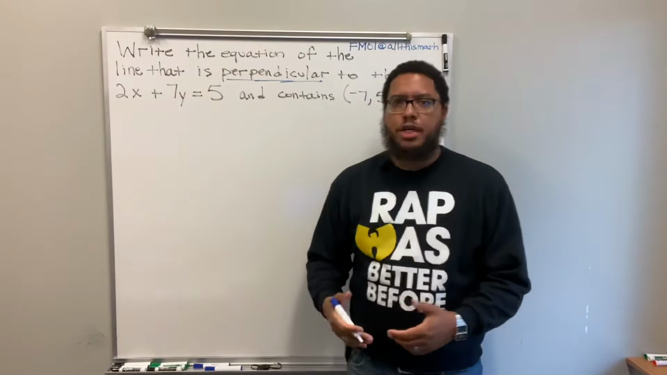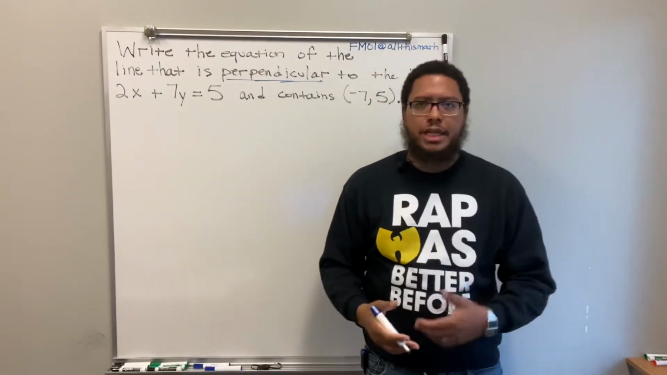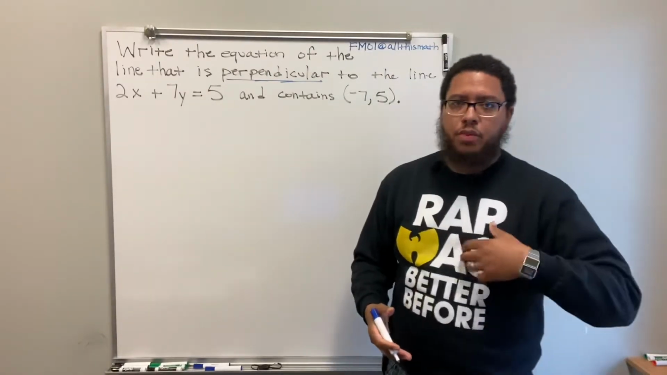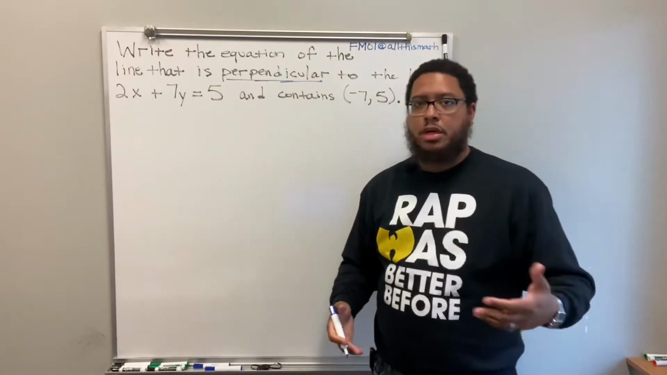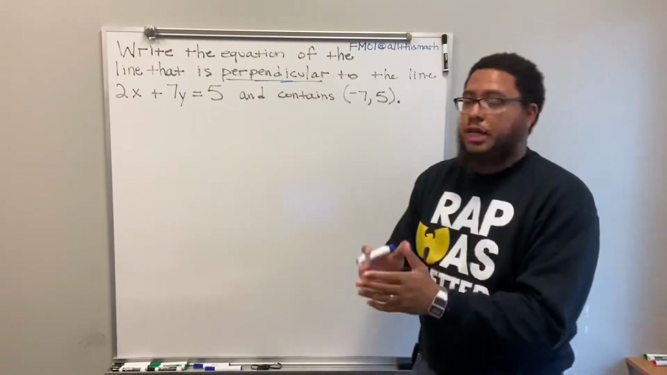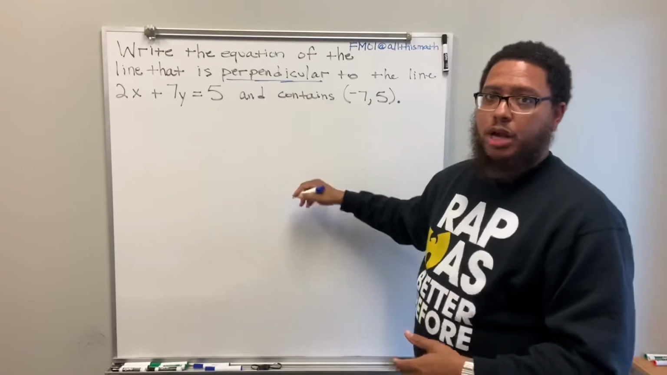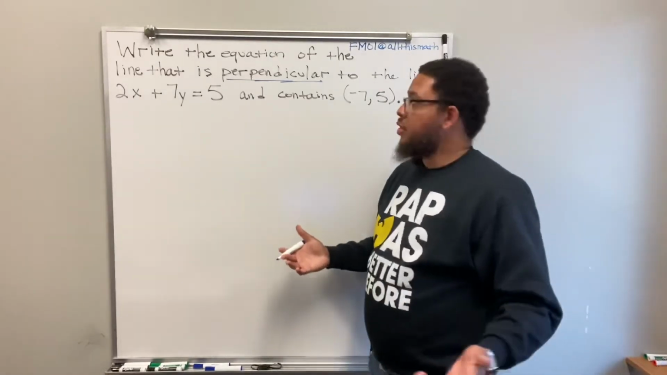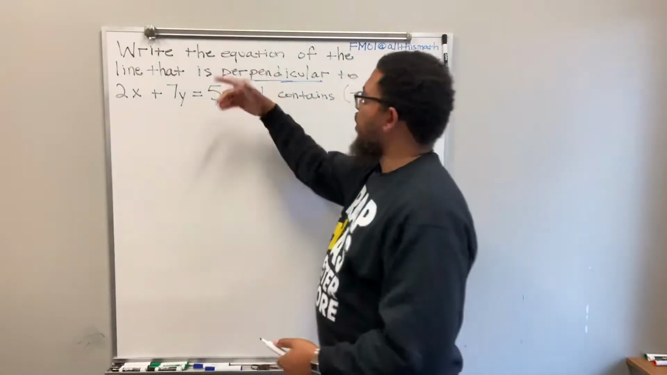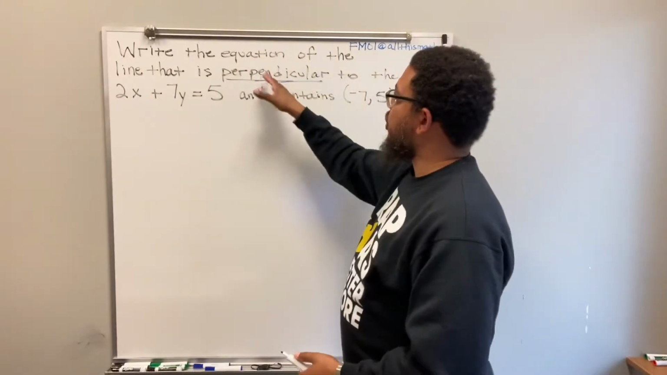Every line has an equation. The equation of a line is like its name. It's like the name of the line. Just like we have names. I got a name. I'm Professor Parker. You got a name, right? Every line that you draw on a graph on the XY coordinate plane has a name. So we're saying we want to know the name of the line that is perpendicular to.